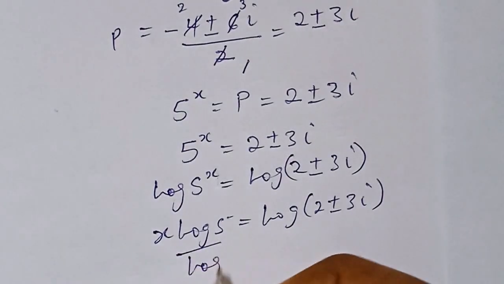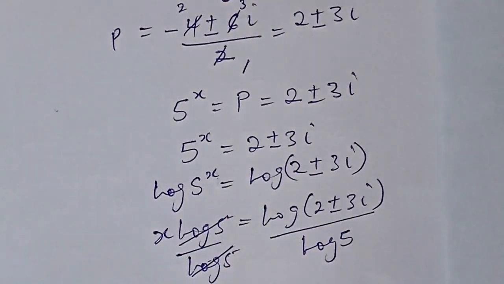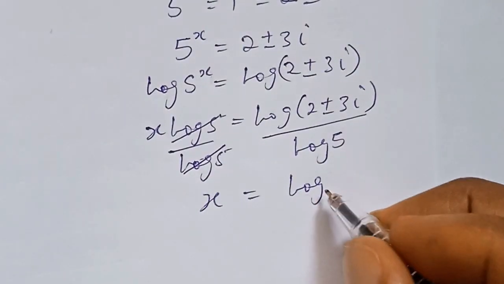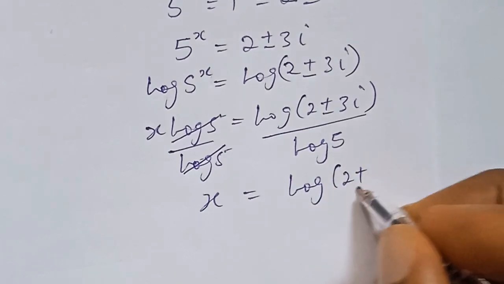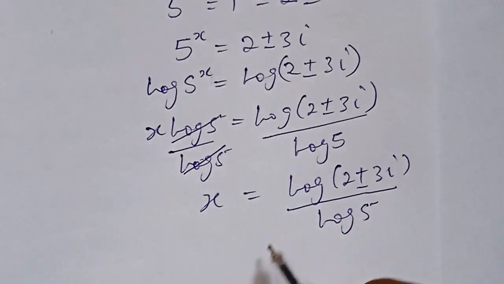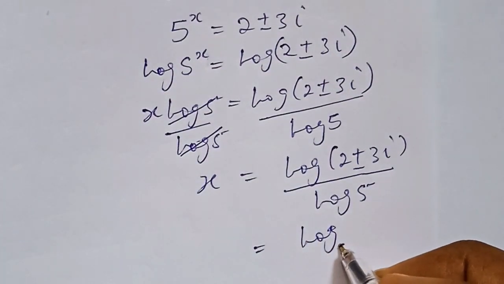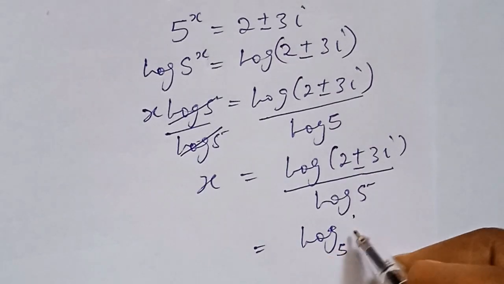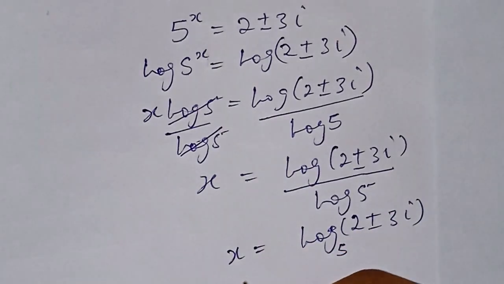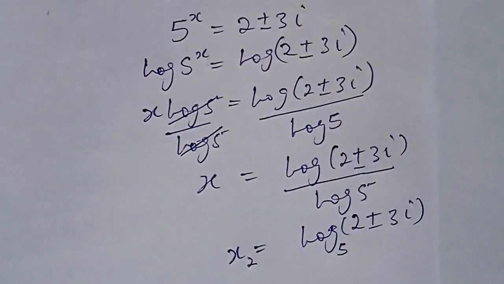Now from here we can divide both sides by log 5 to isolate x. So we have log 5 divided by log 5, which cancels out. We have x equals log of 2 plus or minus 3i over log 5. So this is our second value of x, and this can be written as log base 5 of 2 plus or minus 3i. This is our x2.